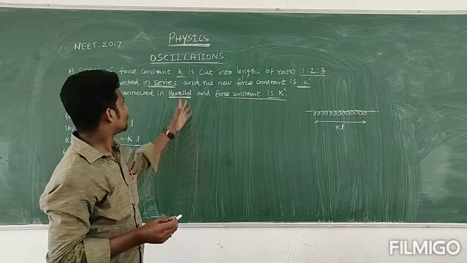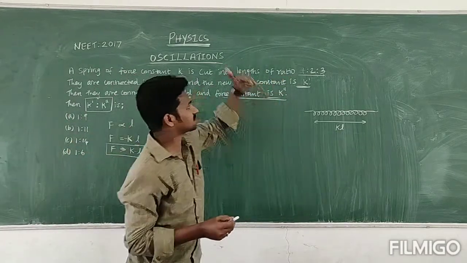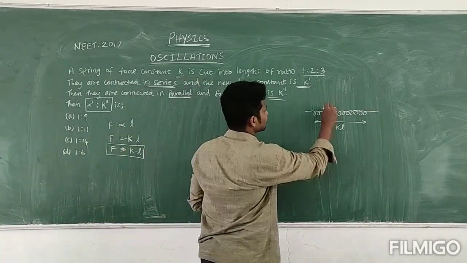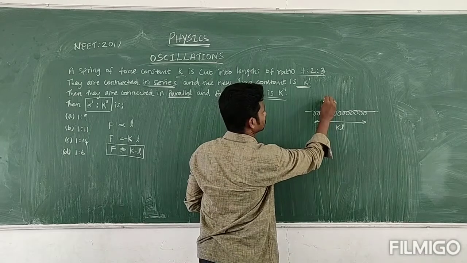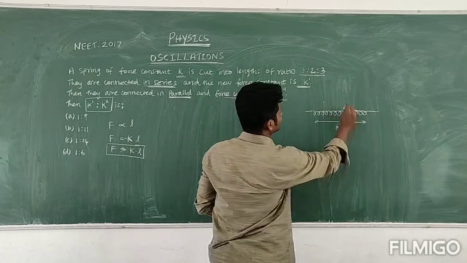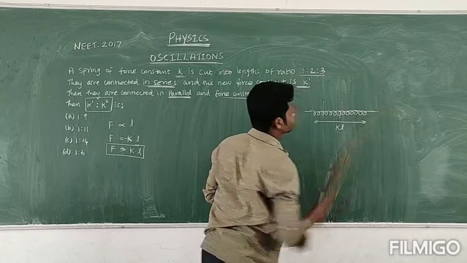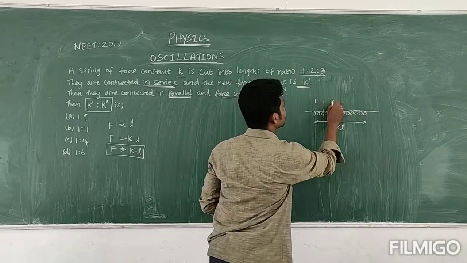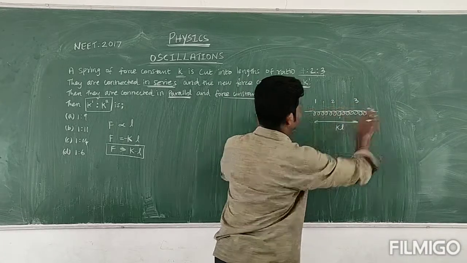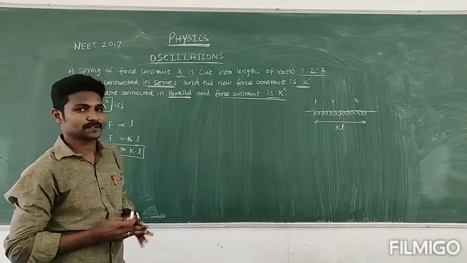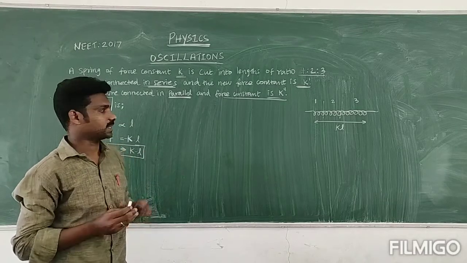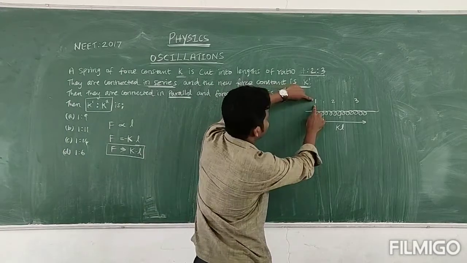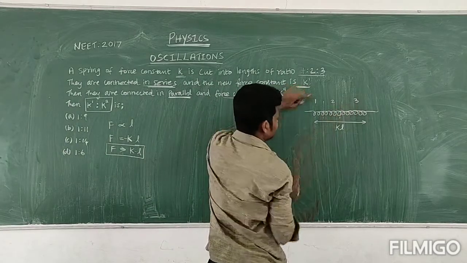Now according to our question, the spring is split in the ratio 1:2:3. So for example, one part, 2 parts, and the remaining 3 parts. So 1, 2, 3, total is 6. Okay, so the total length is like 6.